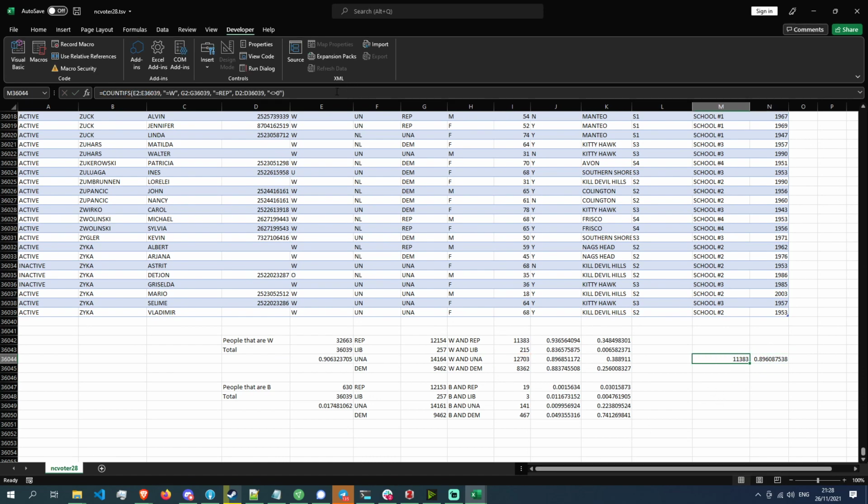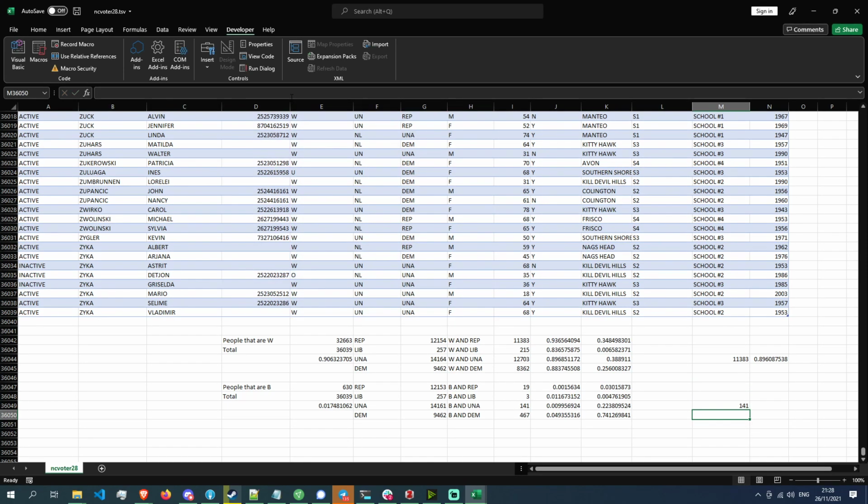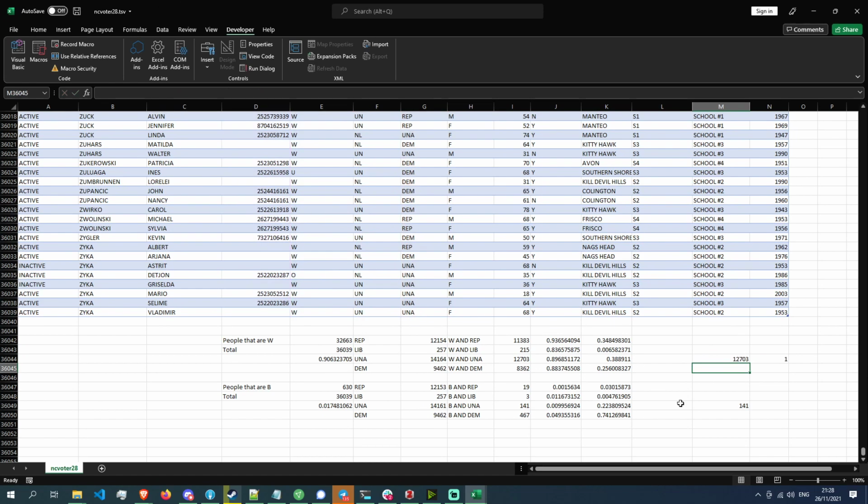Well, that's fun. Okay, let's do the same thing for these. Let's go with black identifies as UNA and different to 0. Did I? Oh yeah, I forgot to move this from UNA. There we go. Okay. Well, that's interesting.